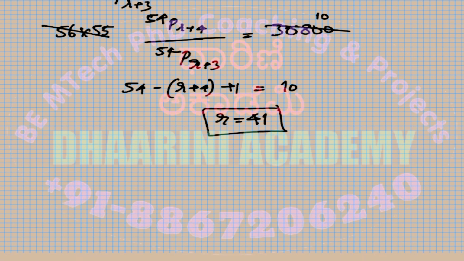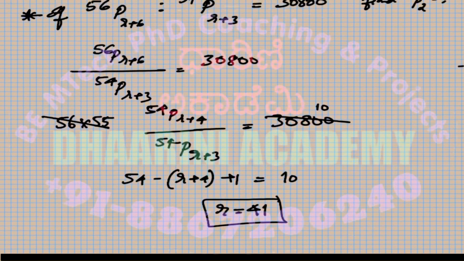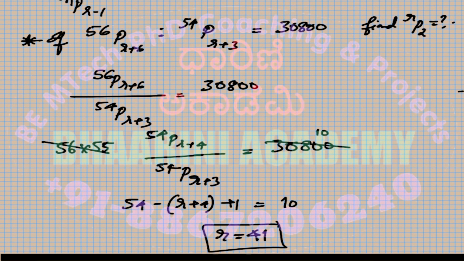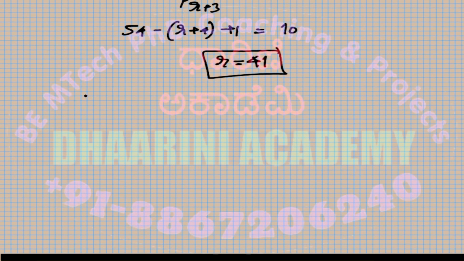I think it's not just r, I think they are asking rP2, right? Okay, so what is rP2 is the question. So the answer I'm supposed to find out is 41P2, that is 41 into one number lesser than that, 41 into 40, so 1640 is the required answer.